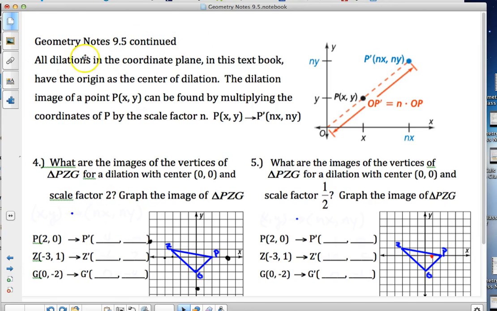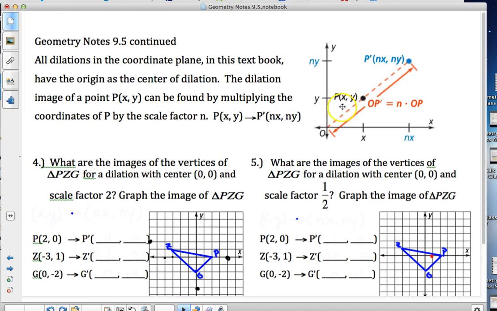Now in 9.5, all dilations in the coordinate plane in this textbook have the origin as the center of dilation. The dilation image of point P(x, y) can be found by multiplying the coordinates of P by the scale factor n. So if I have P(x, y), that's going to be mapped onto P prime of (nx, ny). Wow, I'm just multiplying my scale factor times my coordinates. That's all I have to do.